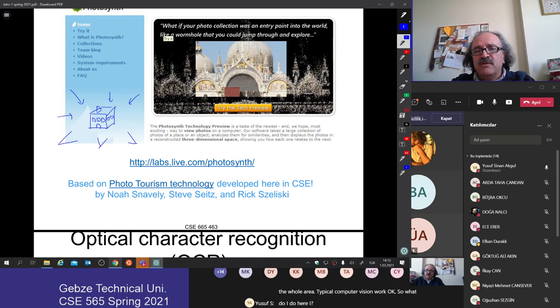I deduce the 3D structure or the position of the building from each image and use all of these images together to create the 3D structure of the real world. Okay, so some interesting applications.